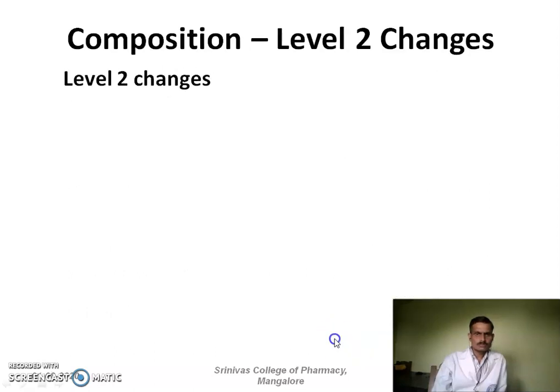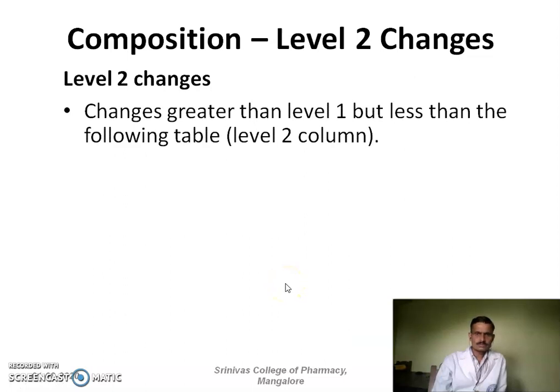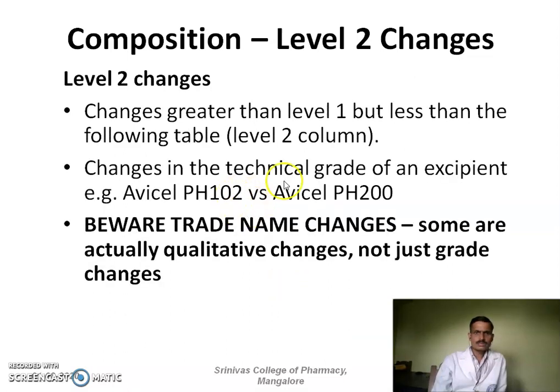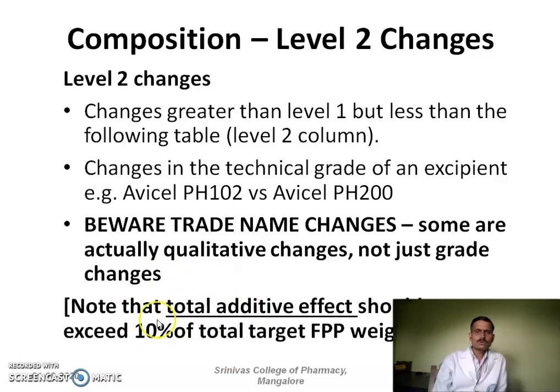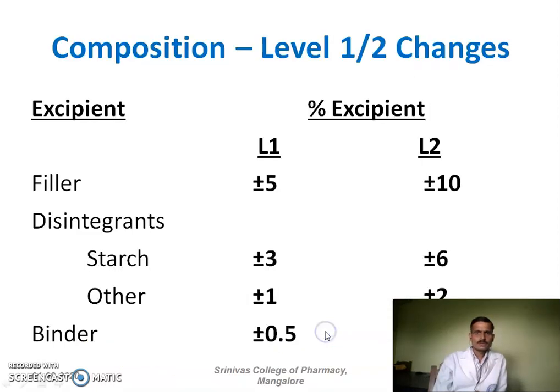Level 2, already we have discussed. Okay, here see, that is a change in the grade of material from Avicel PH 102 to Avicel PH 200. One is crystalline, the other is amorphous. So there is microcrystalline cellulose. And sometimes trade name changes. The material is the same, but the trade name changes. You have to take care. Here the additive effect is 10% of final weight. So here level 1 and level 2 changes are given.